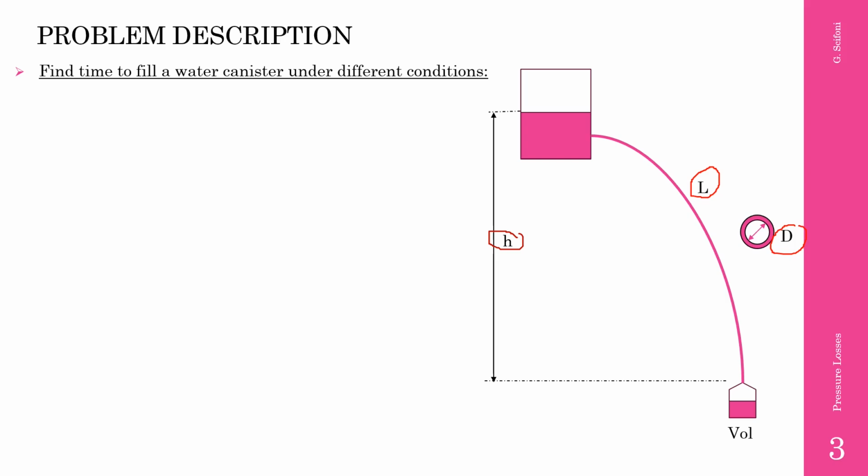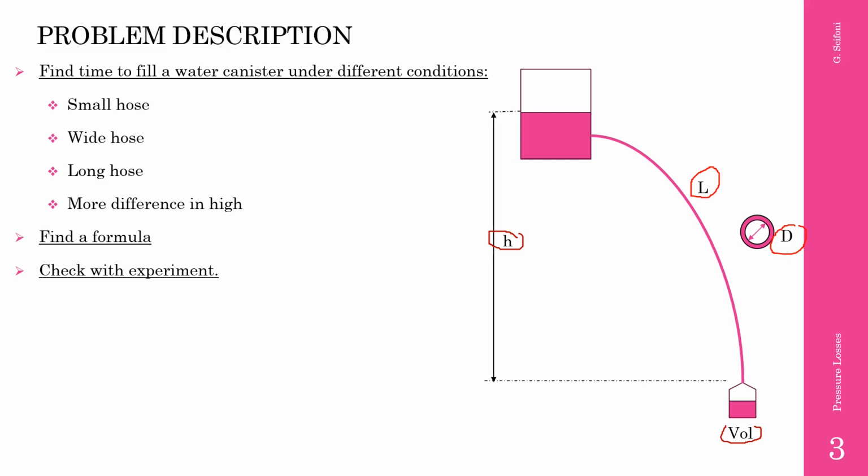The task of the experiment is to meter the time needed to fill the canister having a fixed volume. We repeat the experiment under different conditions, with a small hose, with a wider hose, with a longer hose, and with increased difference in height. We find a formula and we check with the experiment if the formula is describing reality.